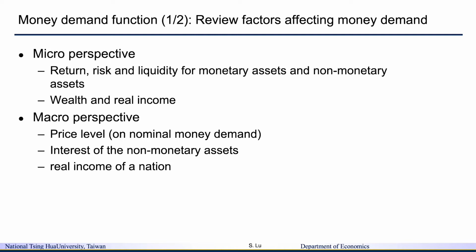When the interest of the non-monetary assets is higher, then the demand for money should decrease because the return on the alternative asset is now higher, so people want to hold less money. Finally, when the real income of the nation is high, the demand for money in general will be higher, but it is not necessarily proportional, and we will talk about that in detail later.